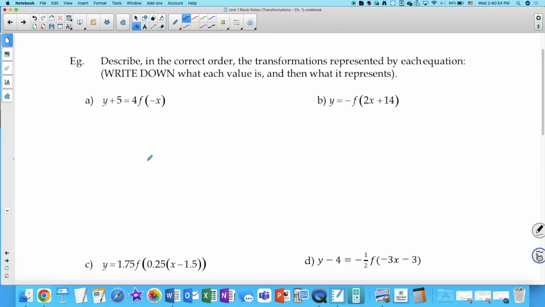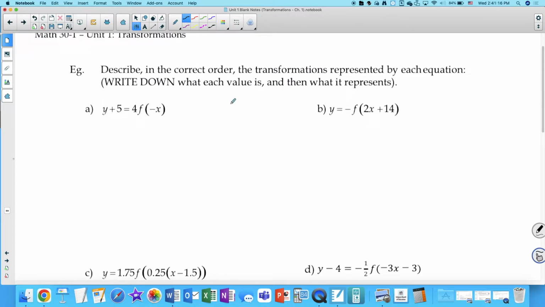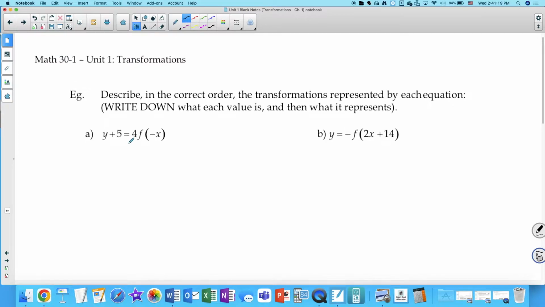Okay. So the first thing I want to do is just look at a function. We don't know what the function is, and be able to describe the transformations. And then also, well, I don't actually say here to do a mapping notation, but I think I'd like to do that as well. Okay? So we have y plus 5 equals 4 times f of -x. Where would you start here? Yeah. Subtract 5. Make sure y is isolated.